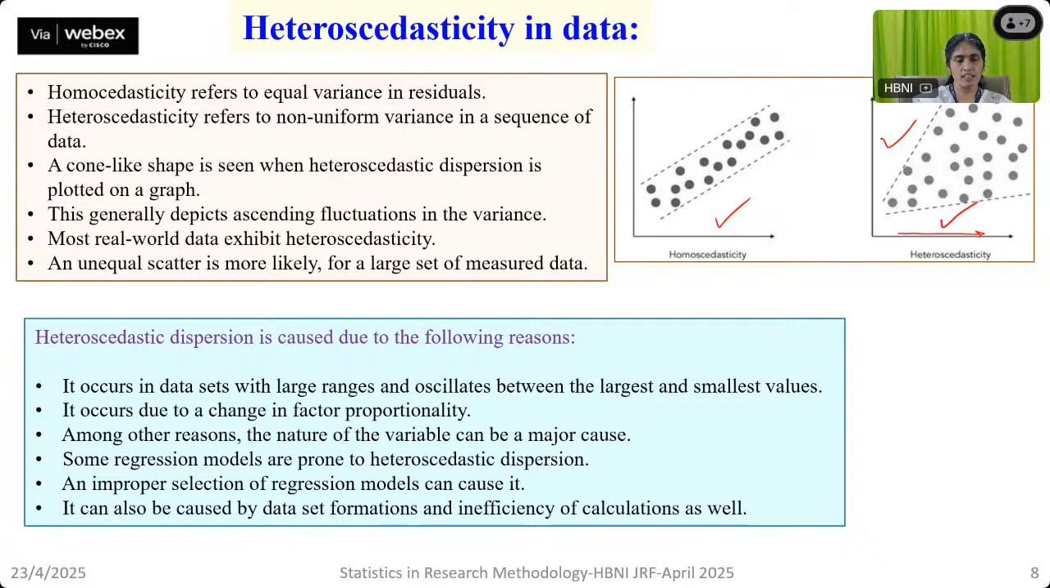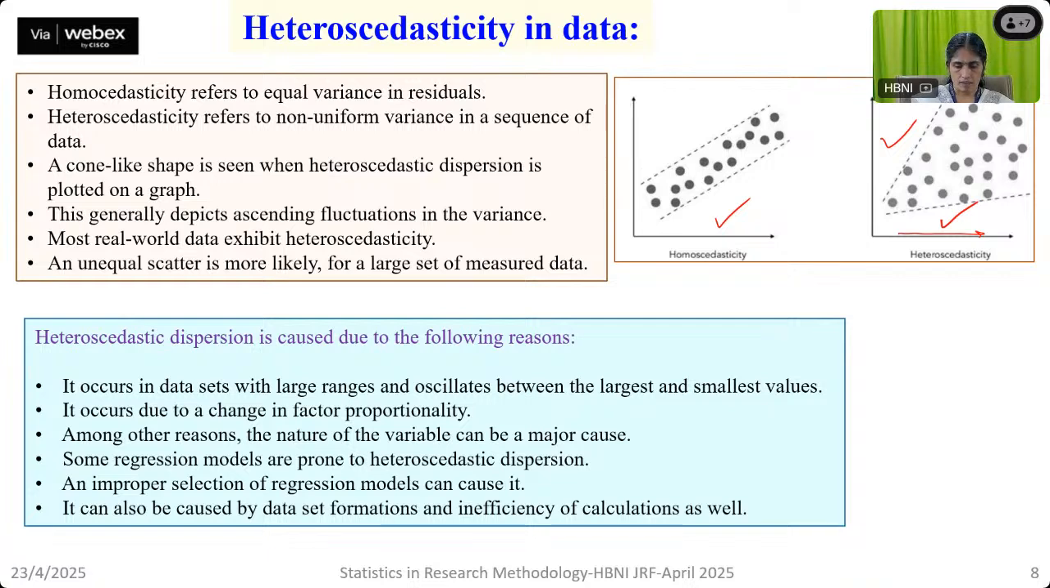Among other reasons, the nature of the variable as a function of the input parameter is a major cause. So by closely observing the experimental data, one has to have intuition to decide whether to go for ordinary least square fitting or weighted least square fitting. Weighted least square fitting is applied for heteroscedastic data.